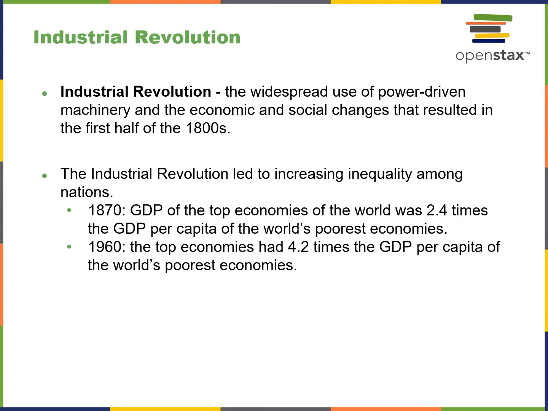Here, once again about the Industrial Revolution, you could take a look at the inequality amongst nations in 1870. It was about 2.4 times the GDP per capita of the poorest economies. And then in 1960, that number rose to 4.2.